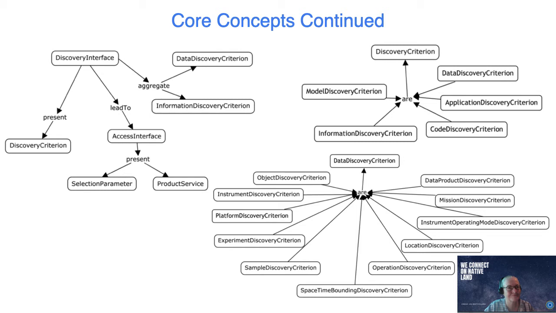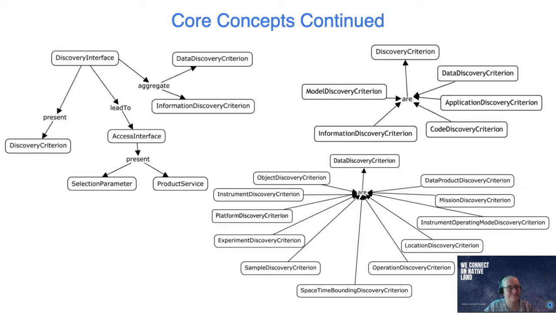In this model, data discovery criteria get you directly to the data landing page, while information discovery criteria get you to something else. Perhaps a page about the mission or instrument you search for, which may in turn lead you to a data landing page after some number of hops. Meanwhile, if you actually want to access the data, selection parameters specify exactly what to return.